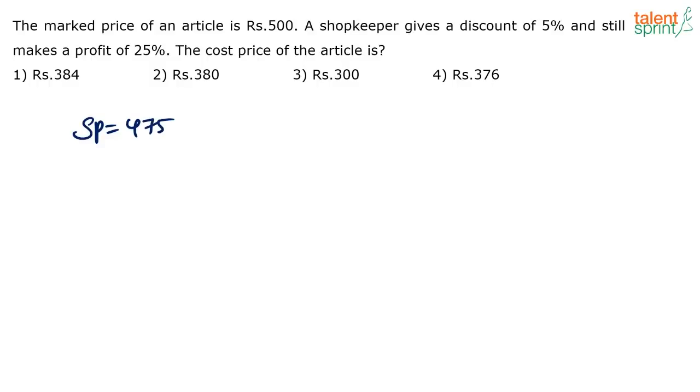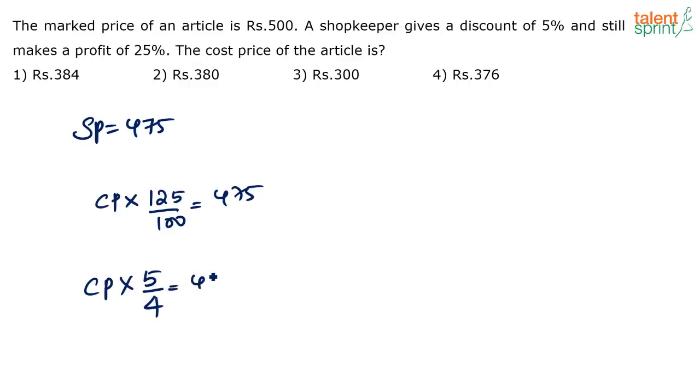Now, when he is selling it for 475, he is making a profit of 25%. So the cost price into 25% profit means what is that? That means cost price into 125 by 100, that is equal to 475. Again, you did not write it like this. You can directly write it as cost price into 5 by 4. What is 125 by 100? It is nothing but in terms of fractions 5 by 4, that is equal to 475. So cost price is equal to, you solve this, you get the answer as 380. Option 2. Yes, that is what we have done.